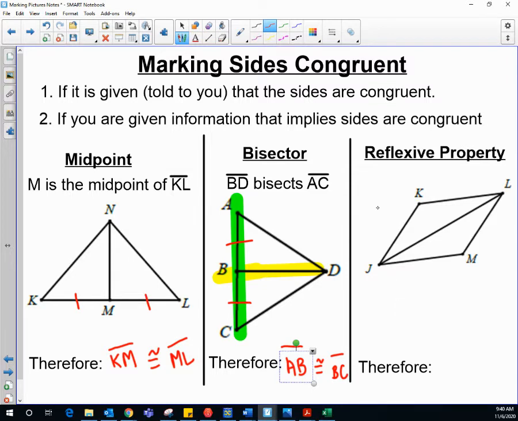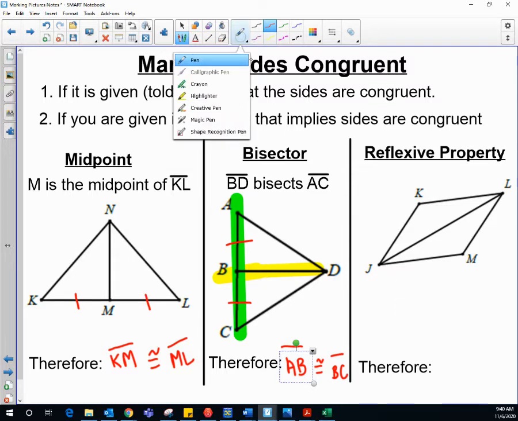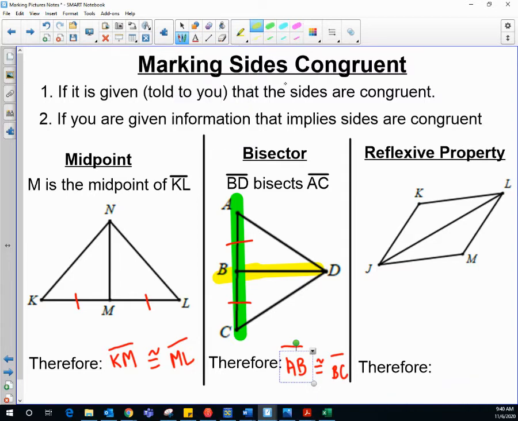Okay, so the reflexive property, you might have learned this back in algebra, but if not, let's talk about it. So what I want you to do is first, we're going to look at the two different triangles. So I'm going to highlight here triangle JKL, and then I'm going to use a different color and I'm going to highlight triangle JML. Okay, so now we see that these two triangles actually share a side. They share side JL. They both overlap. Well, that JL is going to be the same in each triangle.